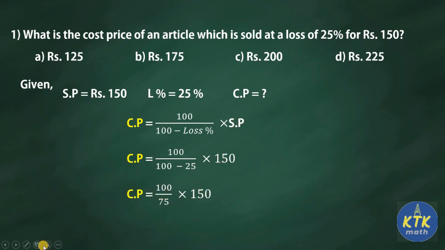You can cancel the numbers. 75 and 150 is exactly how many times? Exactly 2 times. Therefore, your answer is 200. It's a very simple question. Once you identify what we need to find, using the formula, substituting the given values correctly, after cancellation, we got the answer: cost price equal to 200.